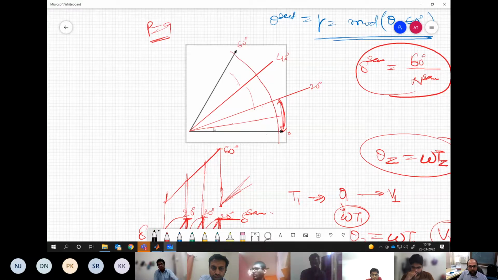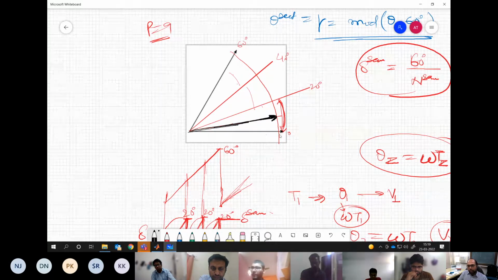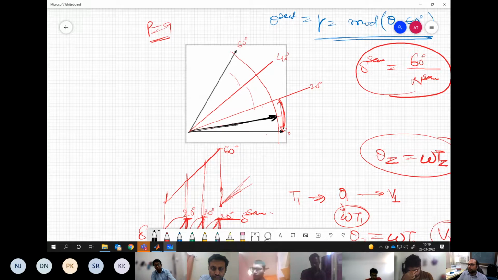So if I draw with black, the resultant vector will be here. It is the resultant of what you have applied throughout this duration. Are you getting my point? That is the meaning of sampling at 10 degree.